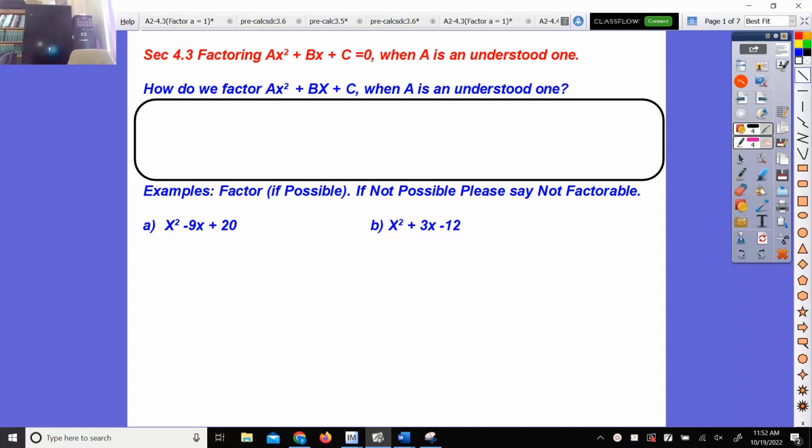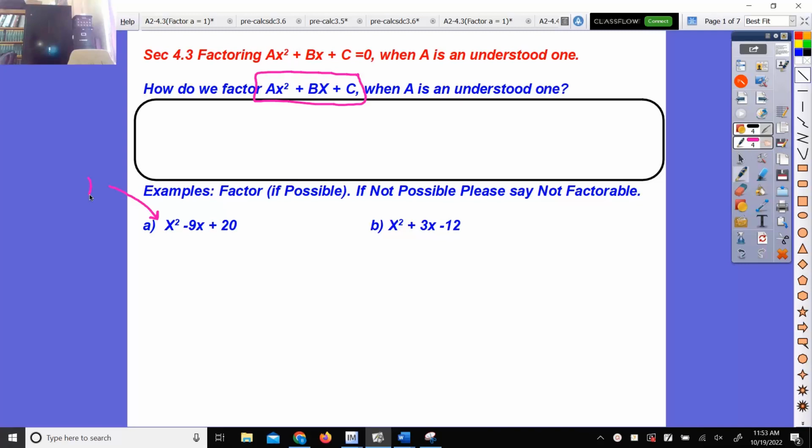Factor. So before we even talk about how you're supposed to do it, they were doing factoring when A is an understood 1, and we're doing special patterns. So there's standard form. We've been talking about that since Monday. Ax squared plus bx plus c. What's the understood number in front of that x squared? 1. That's what it means by factoring when A is an understood 1. There's an understood 1 there.